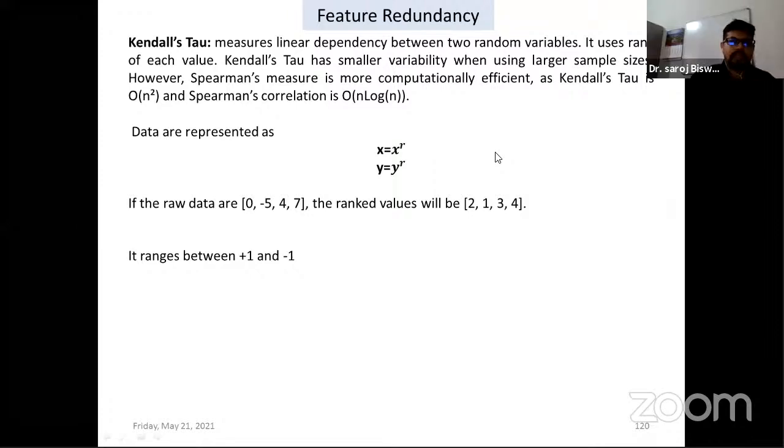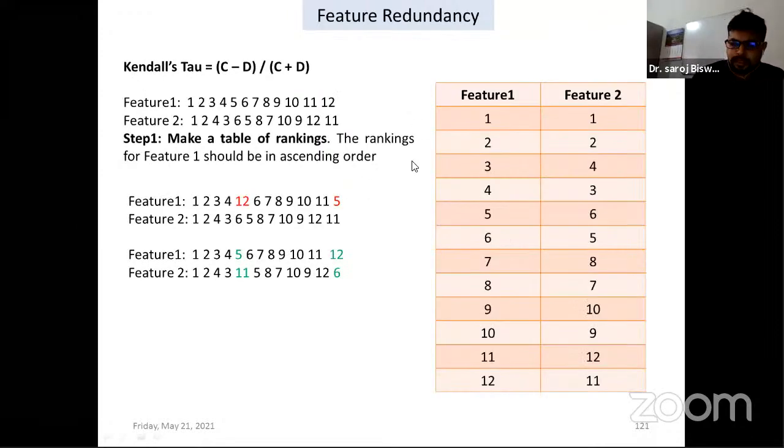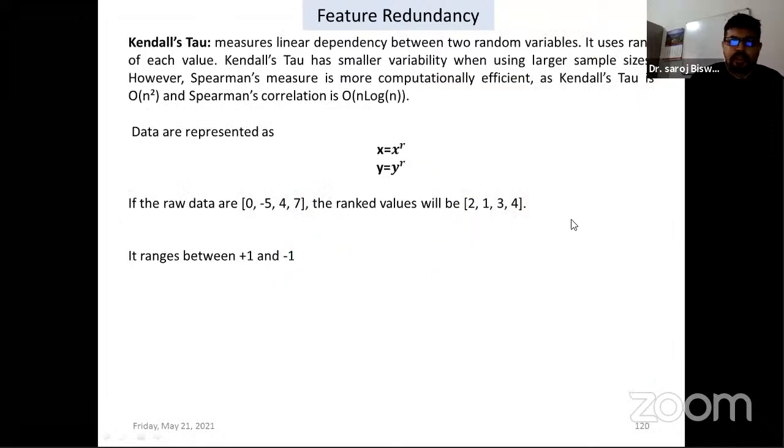So here we're talking about Kendall's tau. This is another measure for finding the correlation between two variables or two vectors. It also measures the dependency between two vectors. It also uses the ranks. Kendall's tau works very well for a bigger size of data. The time complexity of Kendall's tau is a bit better than the Spearman correlation, and it works better than the Spearman correlation according to the characteristics of the algorithm, right?